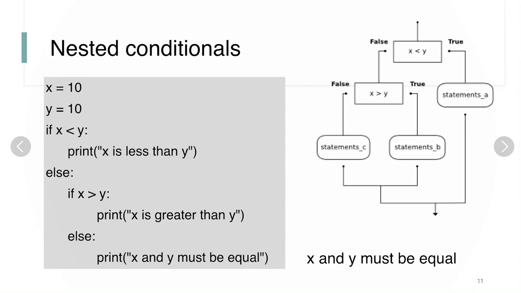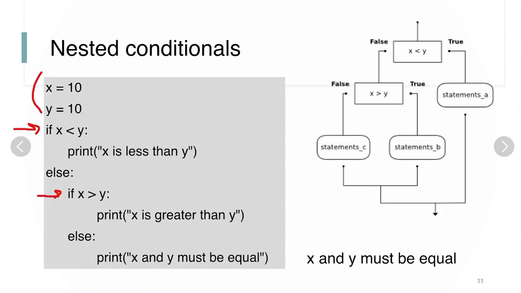And you can have if statements inside if statements, and it is called nested conditionals. So just like any other statement inside an if statement or the else part, you can have if conditions inside those statements. So here you see a nested if statement under else for the first if statement. So x is assigned 10 and y is assigned 10. So you have these two variables.